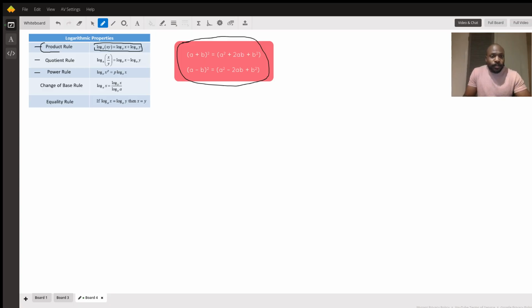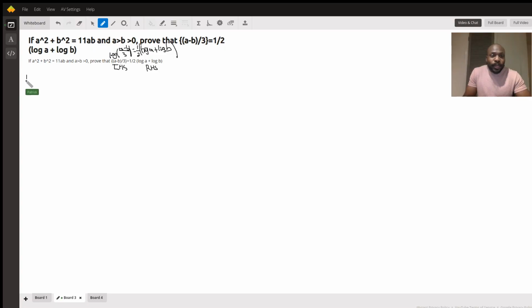That means that we can rewrite the right-hand side as 1/2 of, instead of log a plus log b, we're going to have log AB. Yep, log AB. There we go.